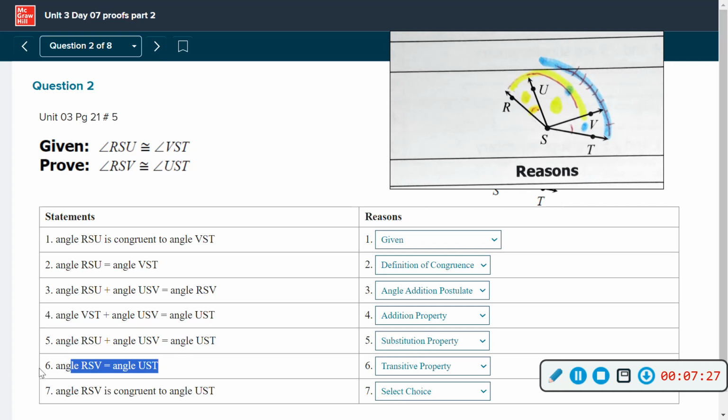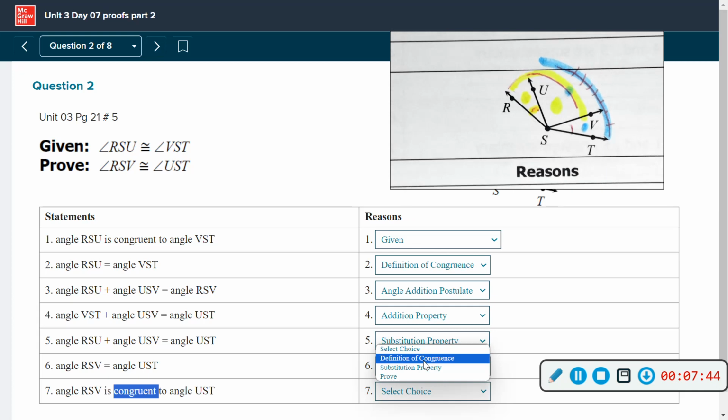Now what changed from 6 to 7? Well, the equal sign is now the word congruent. And that would be the definition of congruence. So definition of congruence means equal is changed into congruent or vice versa. Congruent is turned into the word equal. So there you go. That's definition of congruence, and that's the answer to page 21, number 5. All right, let's keep going.